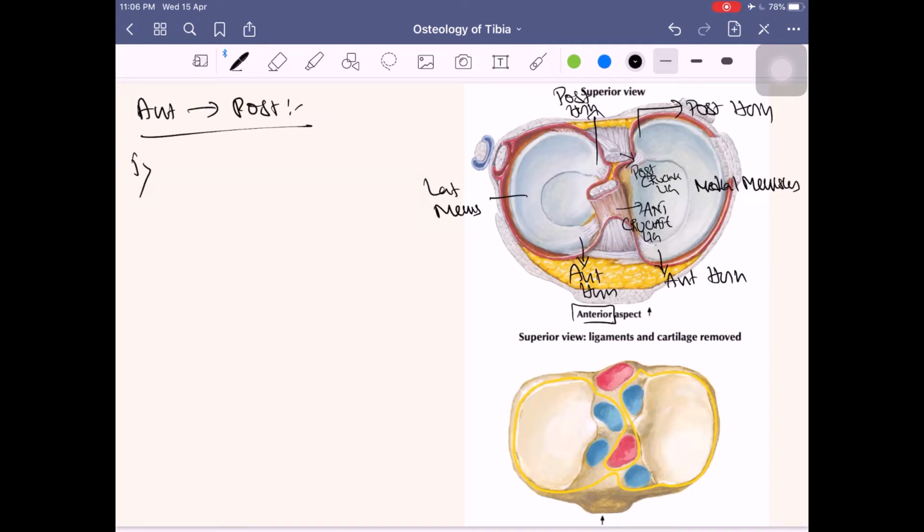Thereby there is the anterior horn and posterior horn of the medial meniscus, the anterior and posterior horn of the lateral meniscus, and the anterior and posterior cruciate. All these 6 structures from front to back are arranged in a pattern. So how are they arranged? First you have the anterior horn of the medial meniscus. This is the anterior most. You can see the picture here. This is your anterior horn.